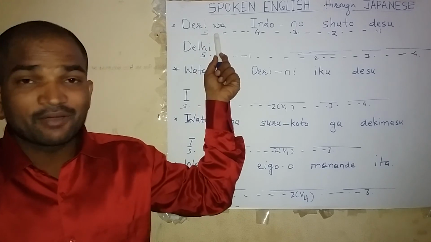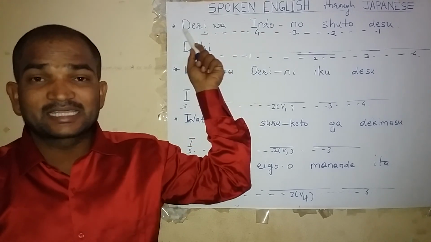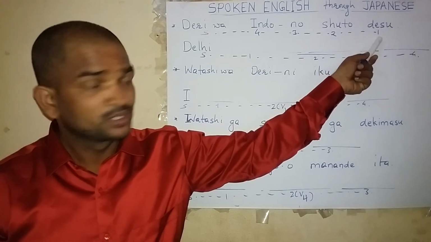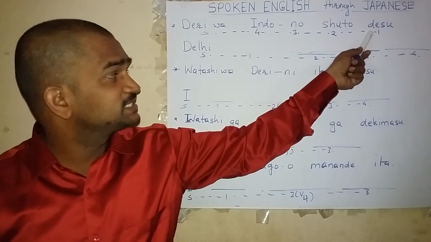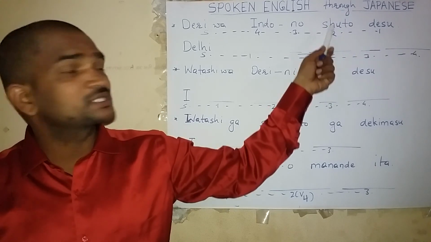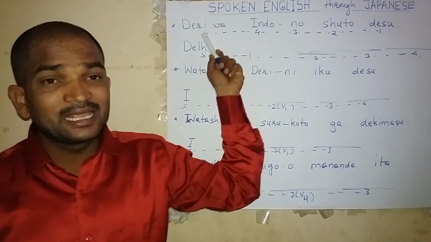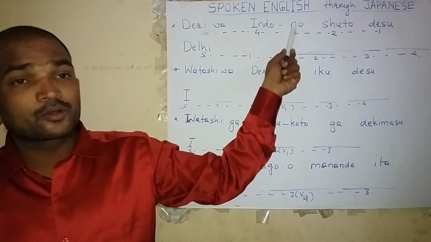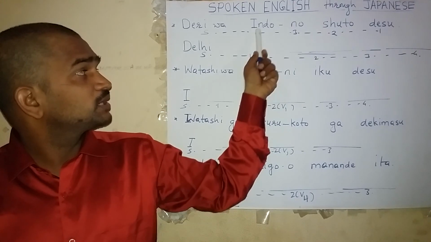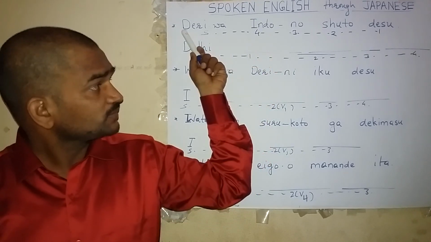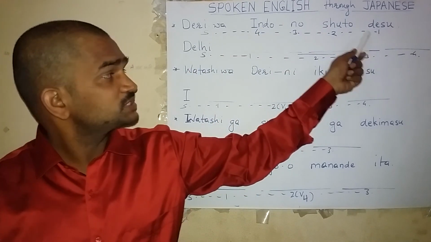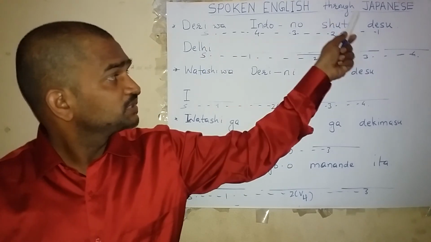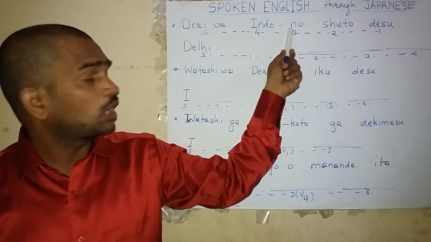The subject is Deri wa. Deri wa is pronounced in English as Delhi. Here at the end of the sentence is desu. The English word for desu is "is". The English word for shuto is "the capital". Look here. Delhi is the capital. The English word for no is "of". The English word for Indo is India. Look here. Delhi is the capital of India.